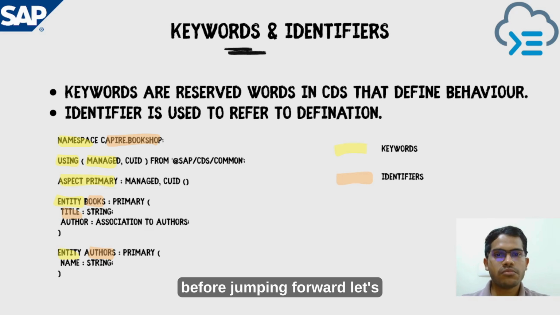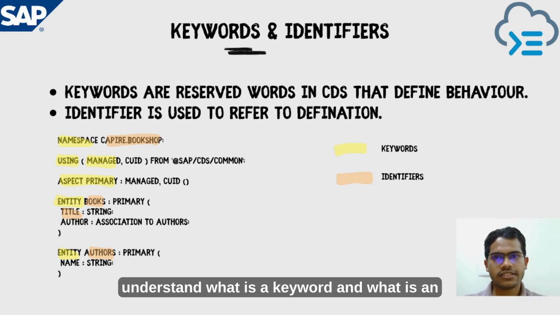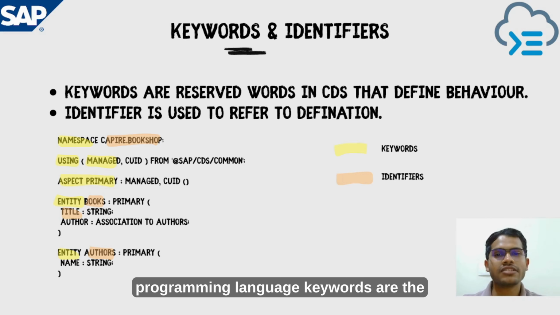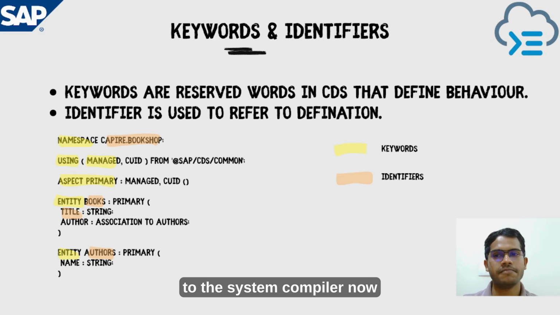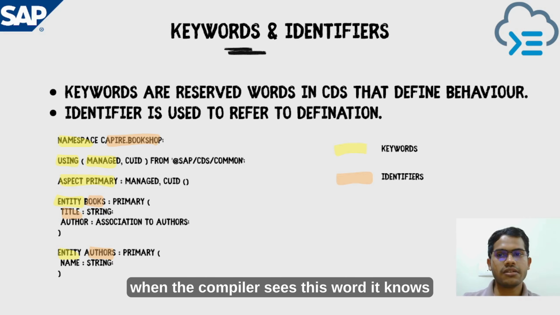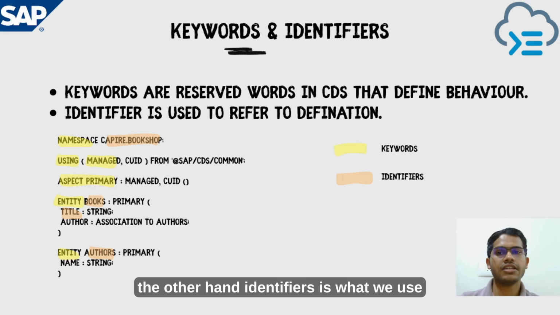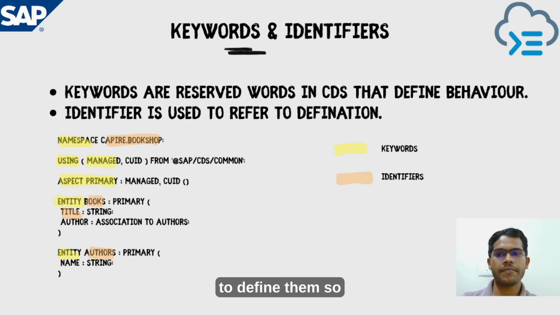Before jumping forward, let's understand what a keyword is and what an identifier is. Like in any other programming language, keywords are reserved words that carry special meaning to the system compiler. When the compiler sees this word, it knows it's a keyword and acts accordingly. On the other hand, identifiers are what we use to define them.